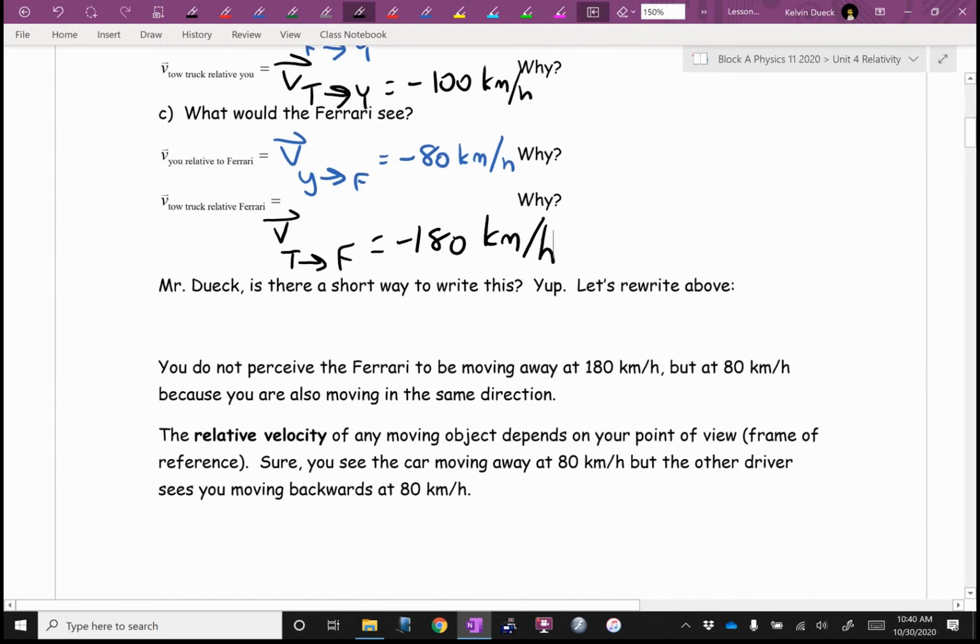So you perceive the Ferrari to be moving away at 180 kilometers per hour. Not at 180, but at 80. The relative velocity of any moving object depends on your point of view. The fancy term we talk about in physics is your reference frame. If you take a course on relativity, almost every time you'll begin with the question, what's your reference frame? We have to define that before we can go any further. What's your zero? And it might be different from your zero.